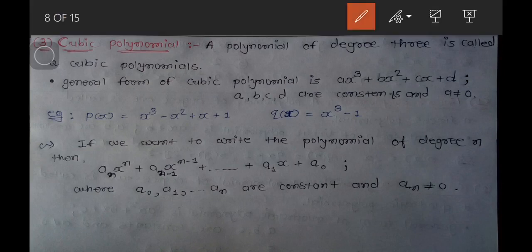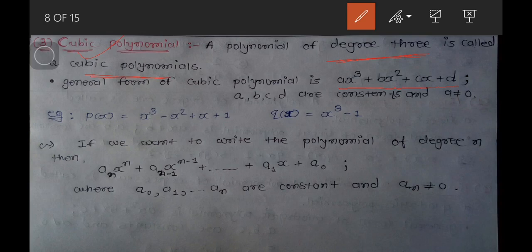Now the third type, cubic polynomial. A polynomial of degree 3. If a polynomial has degree 3, then it is called a cubic polynomial. Now we describe all cubic polynomials in general form as given: ax cube plus bx square plus cx plus d. It is the general form of cubic polynomials.